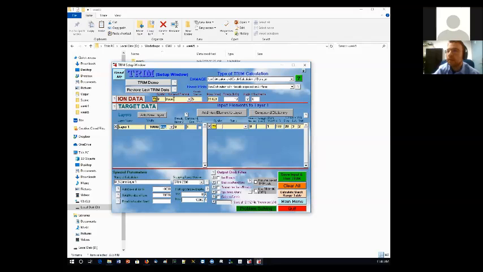Choose PT. Okay, for the energy that we're going to send it, 10 kilo electron volts is very low. So let's make it like, I don't know, 100 kilo electron volts. That might still be low.